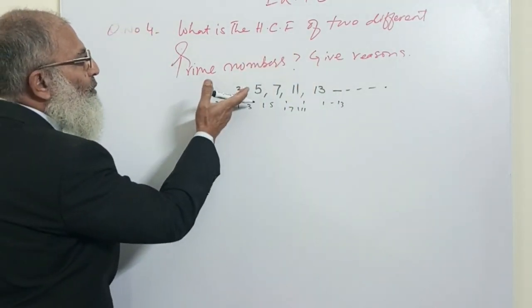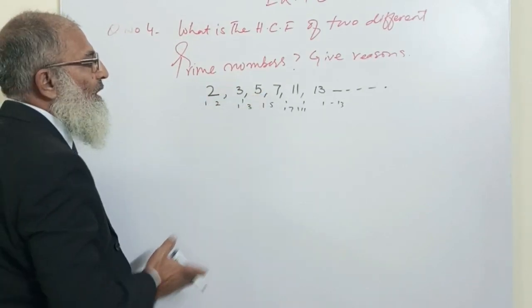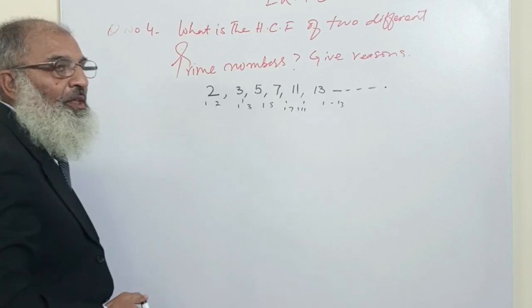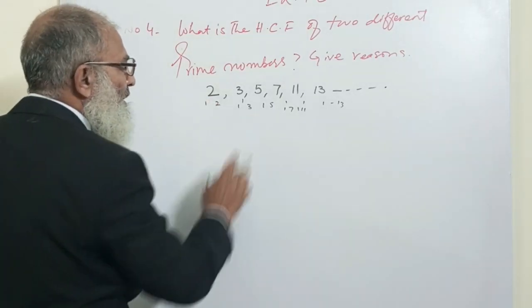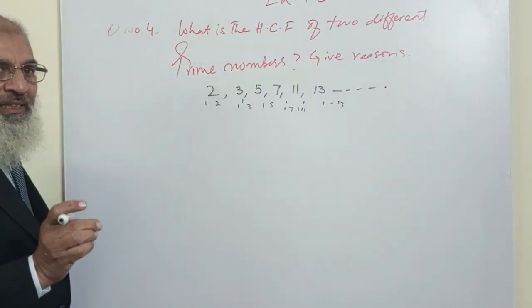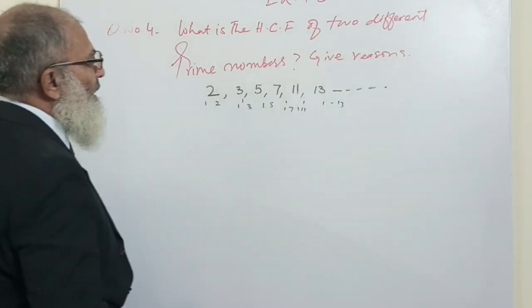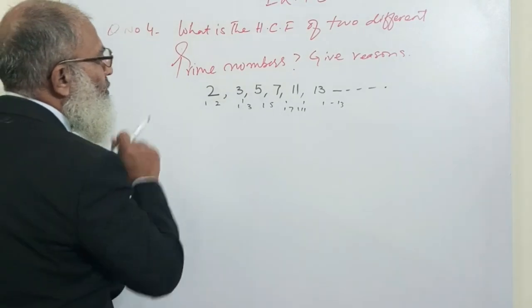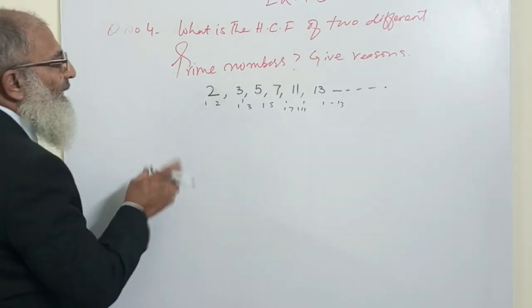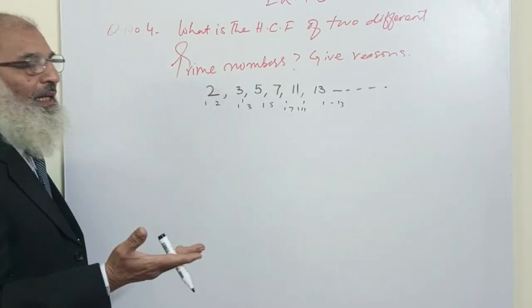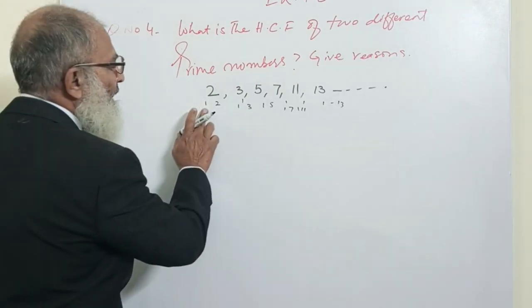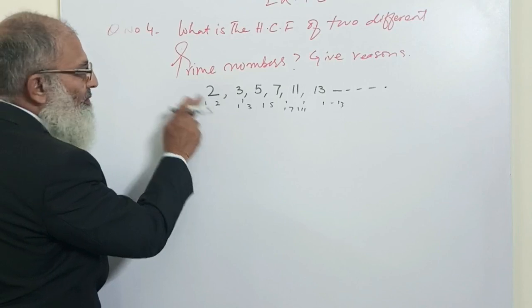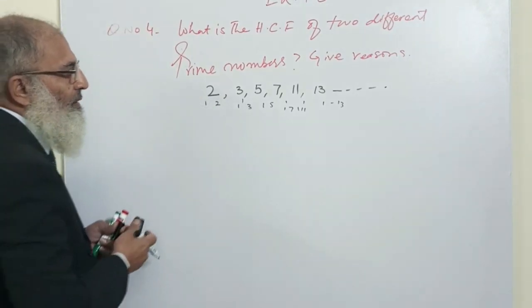You cannot divide it by 2, you cannot divide it by 3, you cannot divide it by 5. So these are the numbers which have a very exclusive quality in them, that they are not divisible by any other number. But the factors are 1 and the number itself.